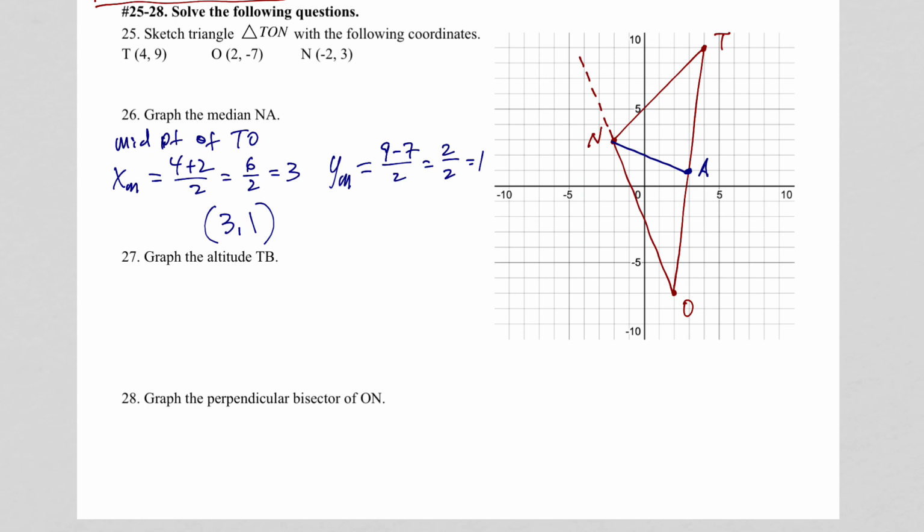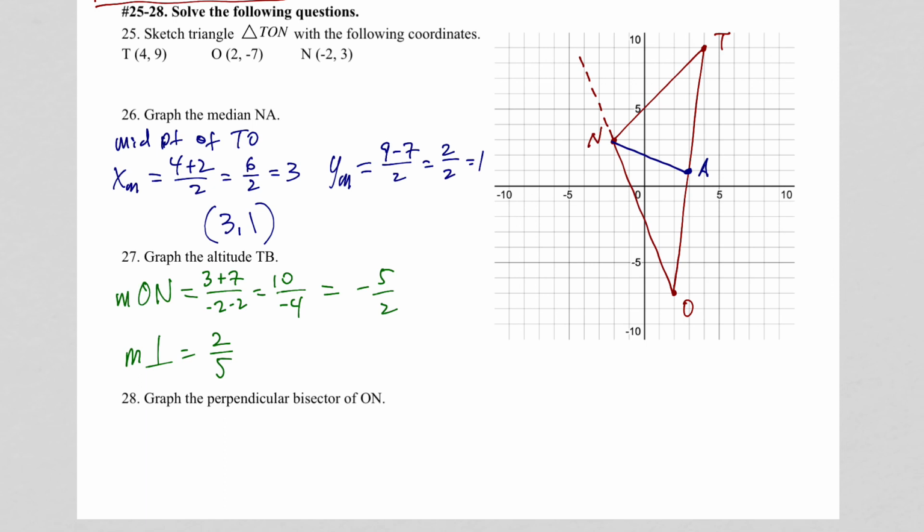but now I need to come across and hit this at a right angle. So in order to know where the right angle is, I need to know the slope of this so I know the perpendicular. So let's start with the slope of ON. The slope of ON is y2 minus y1. 3 minus negative 7, so plus 7, over x2 minus x1. Negative 2 minus 2. So we have 10 over negative 4, which reduces to negative 5 over 2. So we know the slope of the perpendicular is the opposite reciprocal.